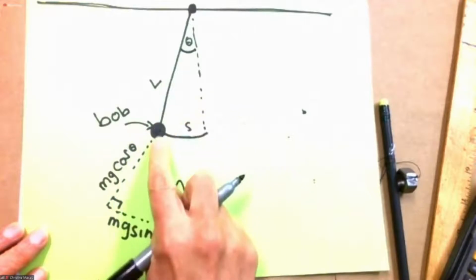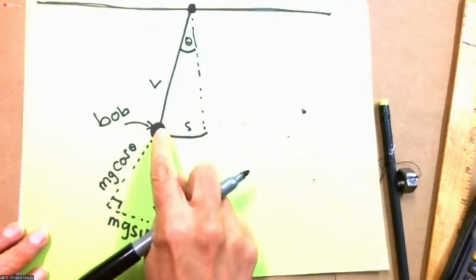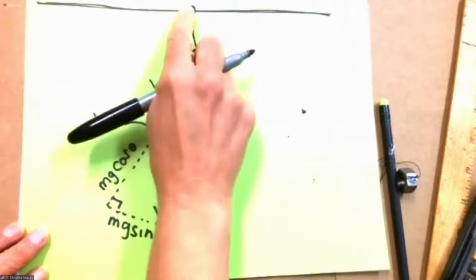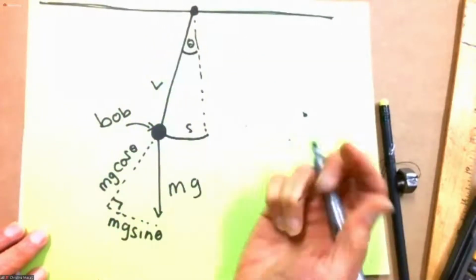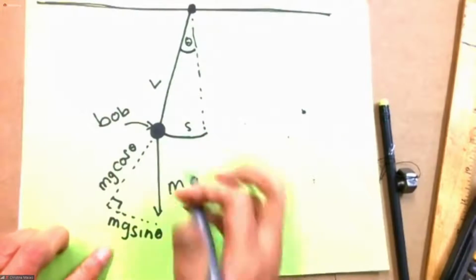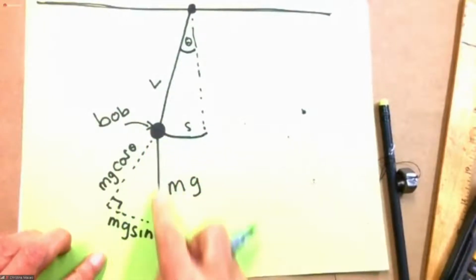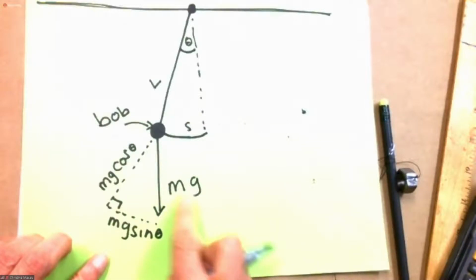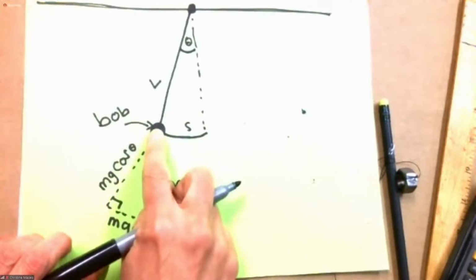And if I look at this little bob over here, there are certain things going on with it. It's being held up by tension in the string. So that's one thing that's going on. But it's being pulled down by gravity. And there's a force on it that is the mass times the gravity. So that's the force pulling down on this bob.